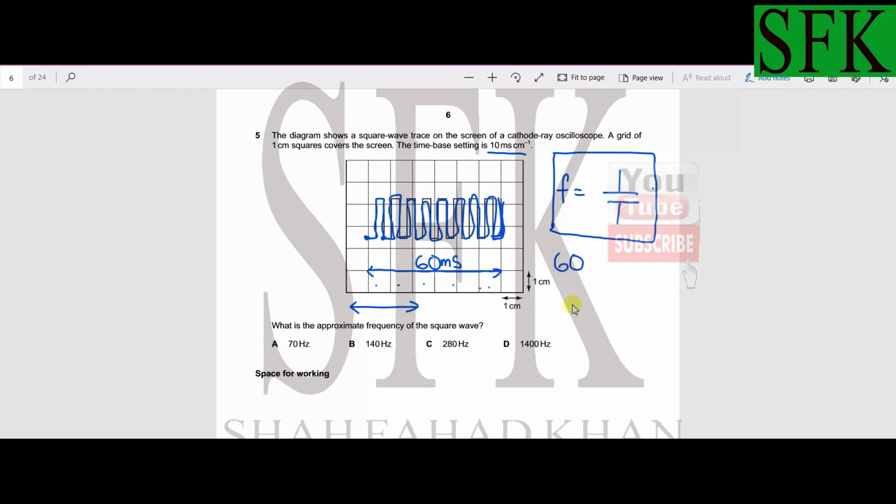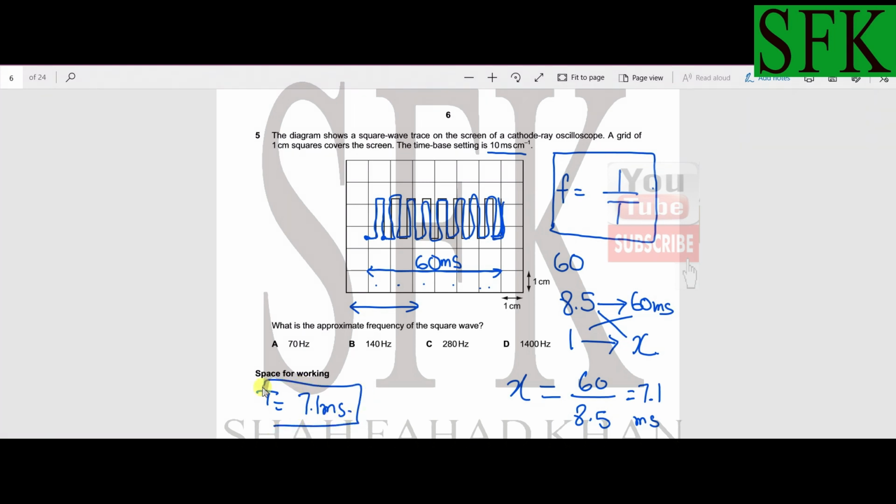All right, so if 8.5 waves represent 60 milliseconds, then how many milliseconds does one wave represent? Because we are actually doing this to calculate the time period of one wave, the time taken for one wave to form, which is actually the time period. And x is going to be 60 upon 8.5, which will give us an answer of 7.1 milliseconds. Okay, so this is the time period of the wave, 7.1 milliseconds.